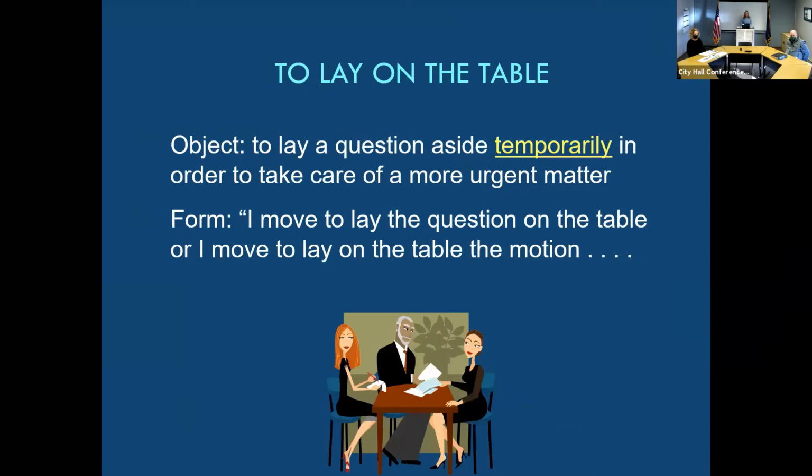To lay on the table is one of the most misunderstood motions. Temporarily is the key here. It would be if you had some time-sensitive business to attend to and the current motion is on the floor and it's not time-sensitive, so you may want to put it aside to deal with a more pressing item, but you must get back to the motion that was laid on the table prior to adjournment. So it happens all within the same meeting.